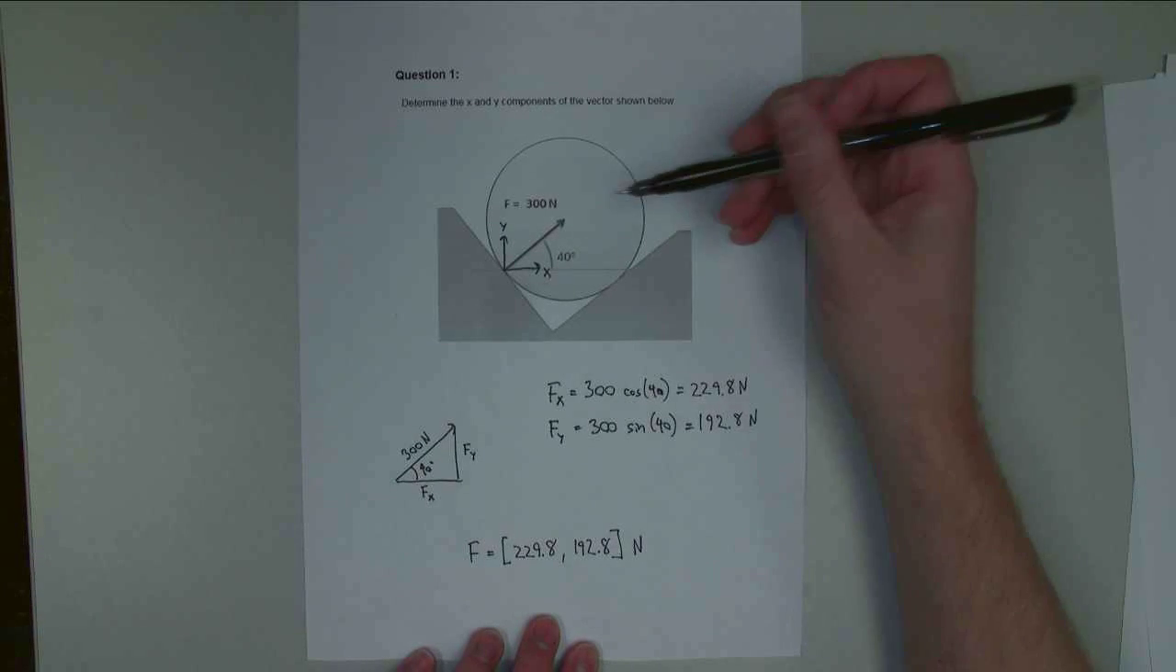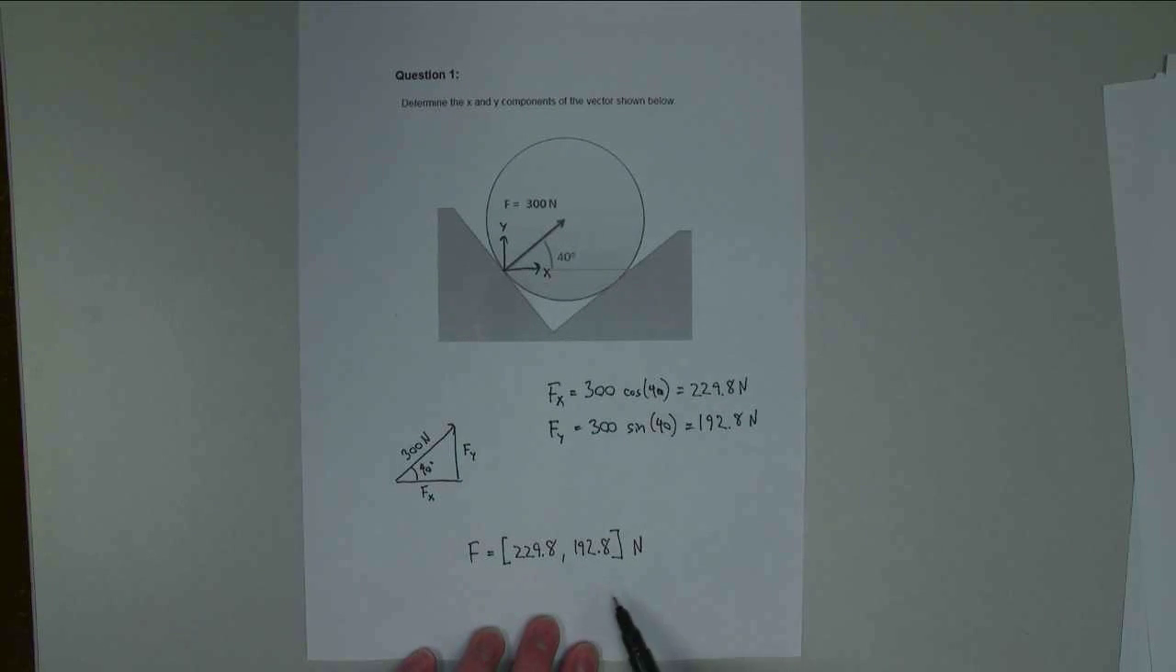So with that, we've taken a magnitude and direction and turned it into the x and y components for our vector.